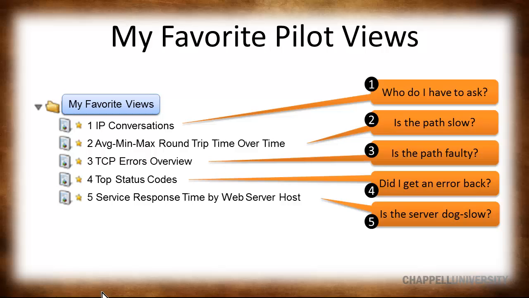I will be creating a workflow by building a directory called My Favorite Views, and I'm going to populate that directory with my favorite Cascade Pilot views. I'll put in numbers in front of these so that you can see the order in which I apply these. But each one of these views will answer one of these questions. Once you create a custom directory like this and you place all your views in it, you can then apply the entire directory to a trace file, and I'll show you how that's done. So let's go over to Pilot.